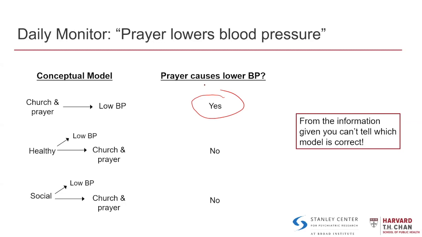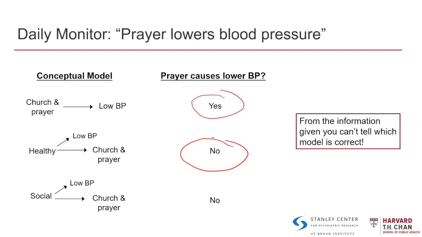But we have 2 alternative explanations. Maybe those who are healthy are more likely to go to church and more likely to pray, and hence they have a lower blood pressure. So the relationship between going to church and praying and having a low blood pressure is not causal. It is a correlation. So in this case, it wouldn't be a causal relationship.